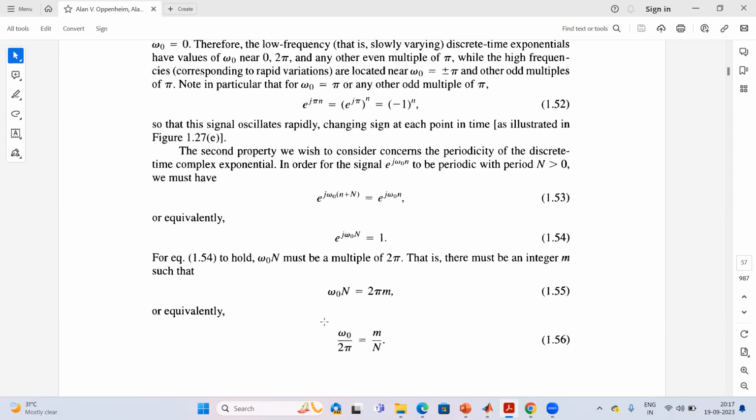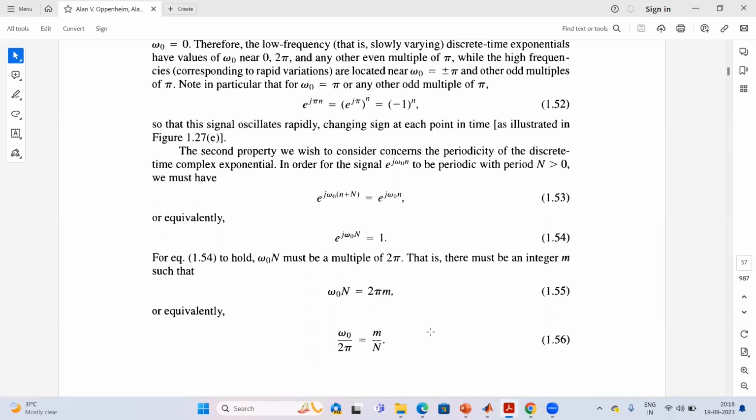If it is a rational number, we can easily calculate the period in terms of number of samples. Here you can see that capital N will be equal to 2 pi divided by omega naught, multiplied with the m. This way, we first have to verify whether the given discrete exponential signal is periodic or non-periodic. If we are talking about the discrete cosine signal or discrete sine signal, whatever the conditions for the discrete exponential signal, the same conditions will also be followed by the discrete cosine signal and sine signal. That we have to remember.